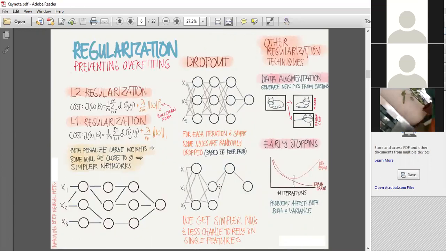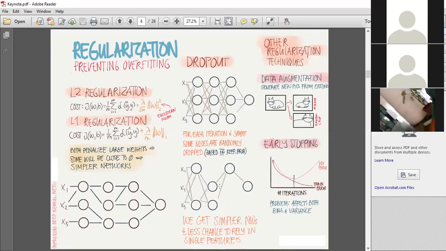Now there are two things. Let us say you are in a high variance case. How do you reduce or avoid it? High variance is popularly called overfitting, and high bias is popularly called underfitting. So how do we prevent this overfitting condition? There are a couple of techniques. The first technique is regularization. The second technique is dropout. The third technique is data augmentation. And the fourth technique is early stopping.